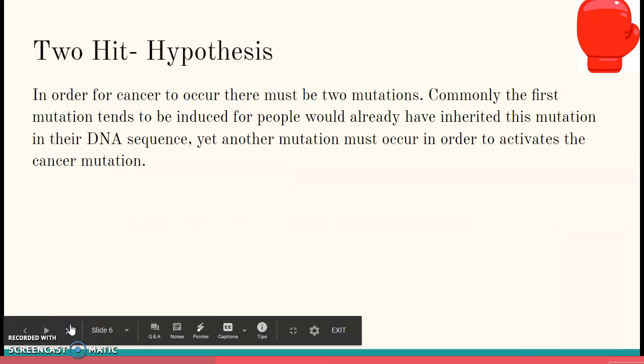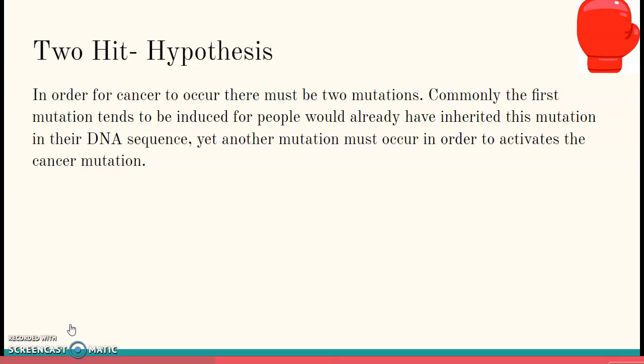So the two-hit hypothesis. In order for cancer to occur, it must be two mutations, not just one. And commonly the first mutation would be induced, for people who have already inherited the DNA sequence, yet another mutation must occur in order to activate the cancer mutation. So sometimes a person would already inherit a mutation from their family, their parents, and so on, and they already have a mutation in their DNA sequence. So usually another mutation has to come along to activate it further.